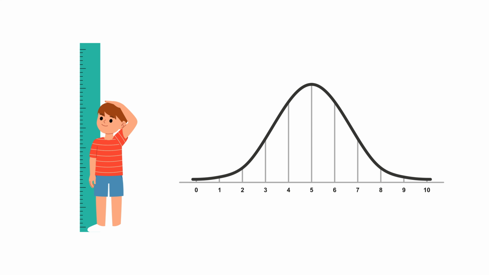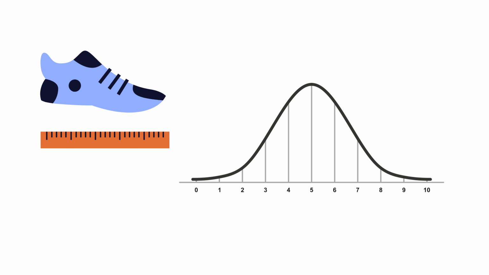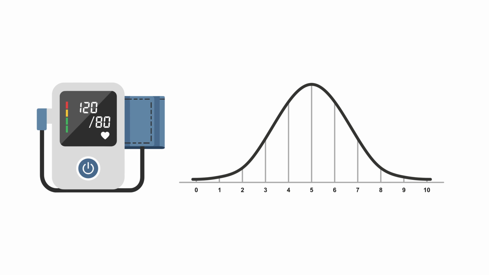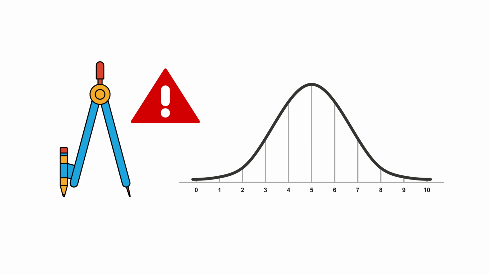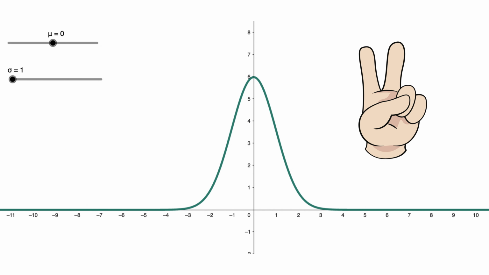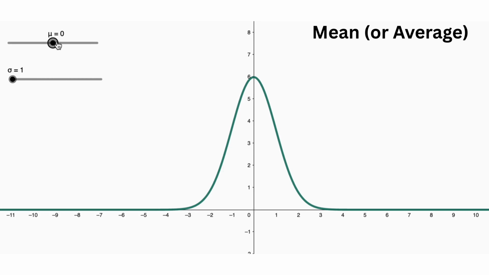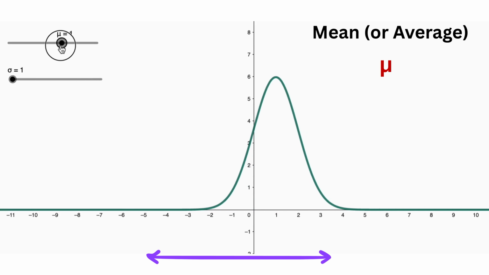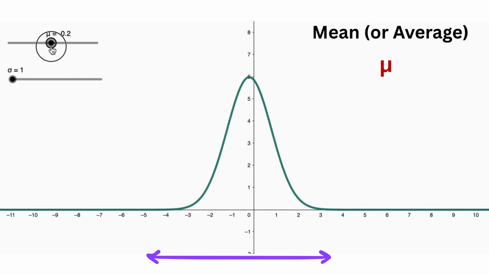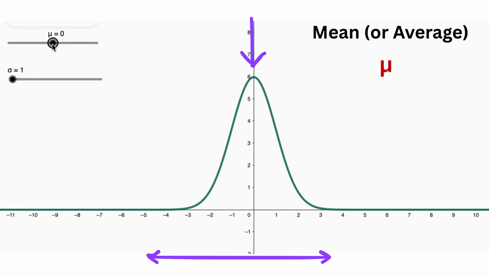So whether it's height or weight or shoe sizes or exam scores for students or diastolic blood pressure or daily temperatures and even tiny measurement errors, all of them tend to follow this normal distribution. Now there are 2 numbers that are used to describe a normal distribution. The first is the mean or the average value, written as mu, so it defines the central location and the peak of the normal distribution.